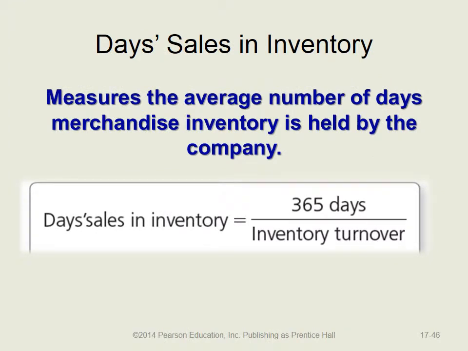The days sales in inventory measures the average number of days merchandise inventory is held by the company. It is computed by dividing 365 days by the inventory turnover ratio. This ratio can be particularly useful when dealing with inventory that has some type of expiration date or that will go bad at some point.